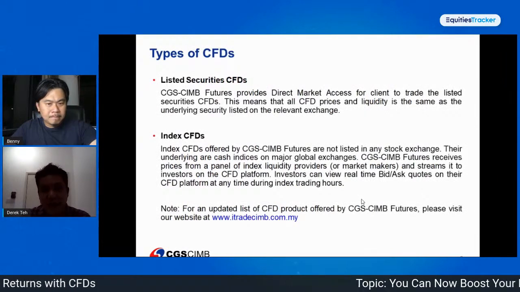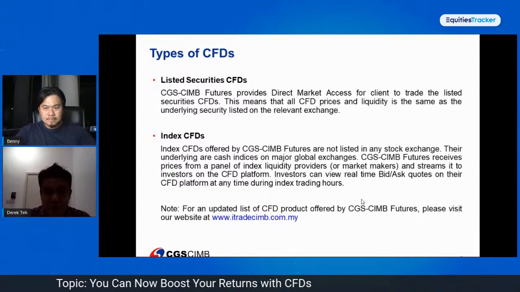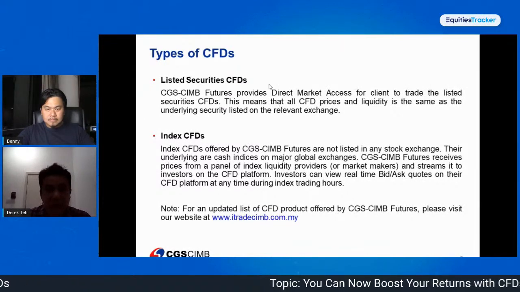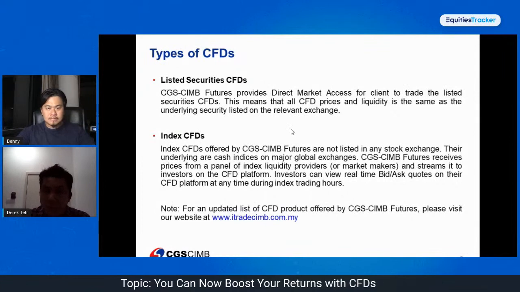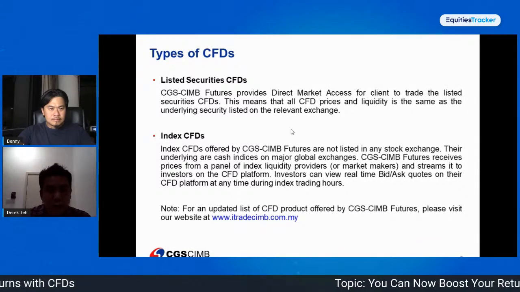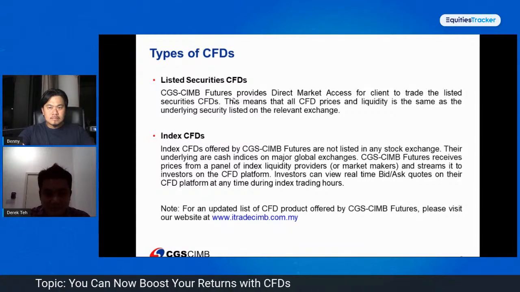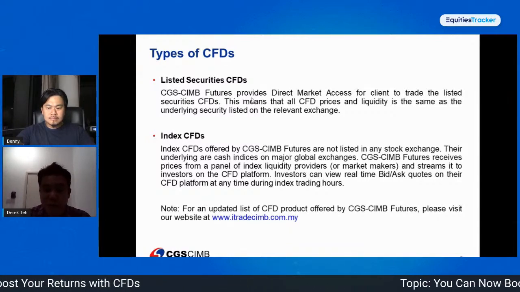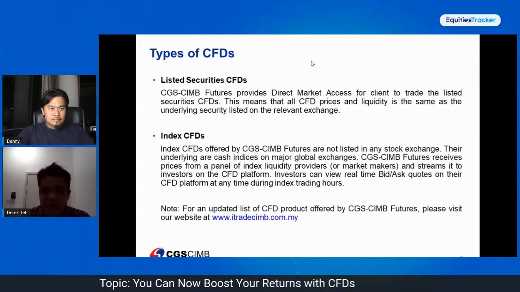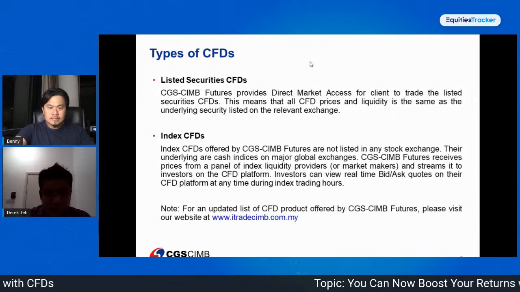Basically, currently we are offering two types of CFDs, which are the listed securities CFDs and the index CFD. Let me talk in more detail about this. We provide DMA for all clients to trade the listed securities CFDs. This means that all CFD prices and liquidity are the same as the underlying security listed on the relevant exchange, no matter if it's the Singapore, Hong Kong, US, or Australian stock exchange.